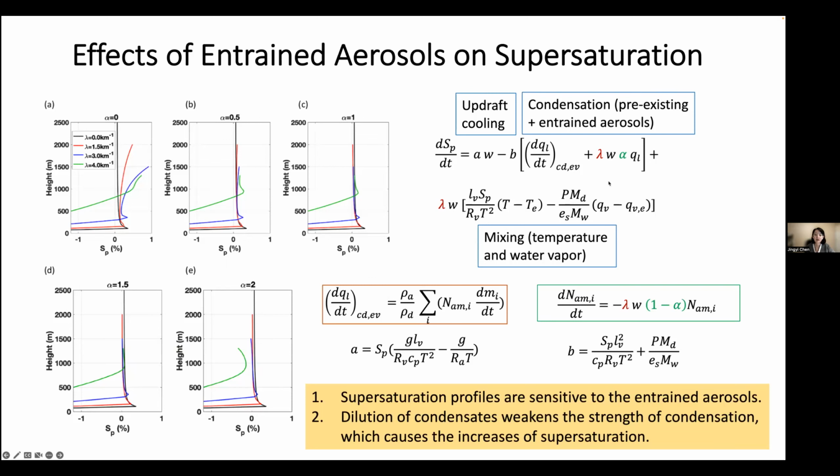The second term here means the condensation on the entrained aerosols. Here we have the lambda, the entrainment rate, and the entrained aerosol to represent this term. And the third term is the mixing for the temperature and the water vapor. We have T_E, the temperature from the environment, and Q_VE, the water vapor mixing ratio from the environment. Now I show the supersaturation on the left side to show how this variable depends on alpha and lambda.